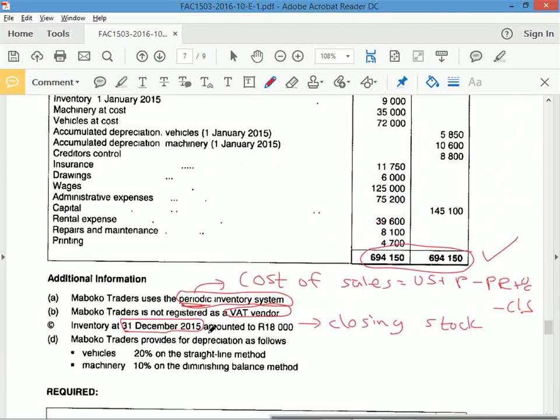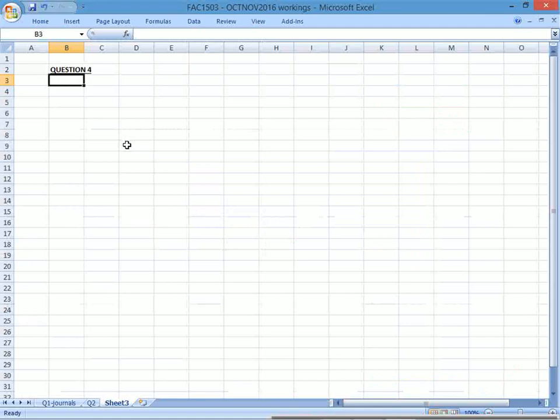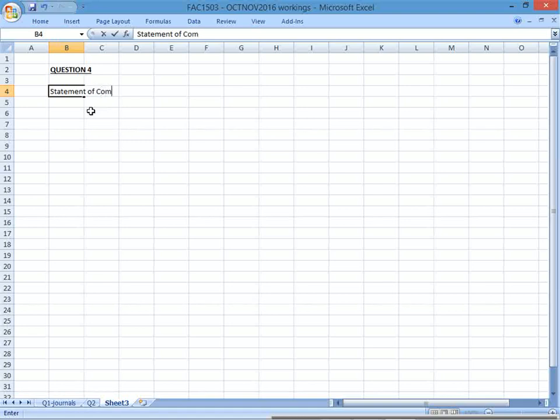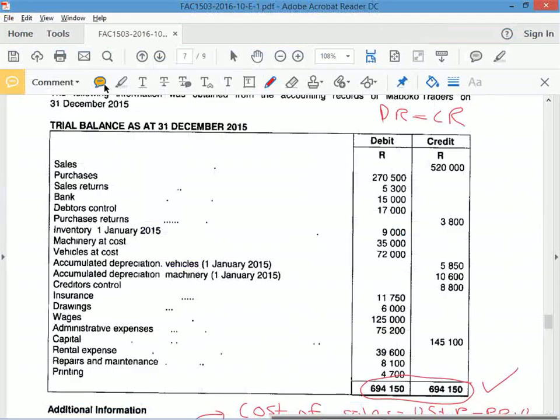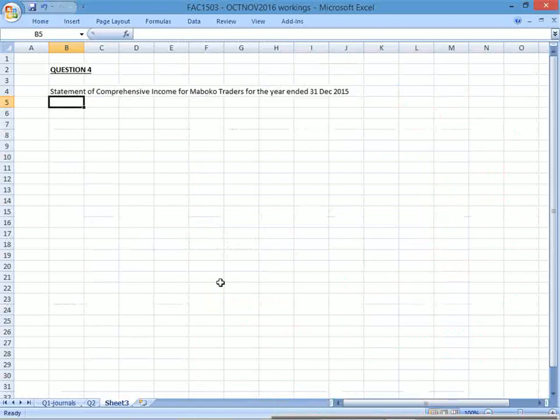Right, so let's start with format. This is what I would do in my exam. I would go to my script, my folio paper, and I would write a heading. Statement of comprehensive income for Maborco Traders for the year ended 31st December 2015. That's what they said in the question, right? Yes, they've given you that. So that's the first bit.